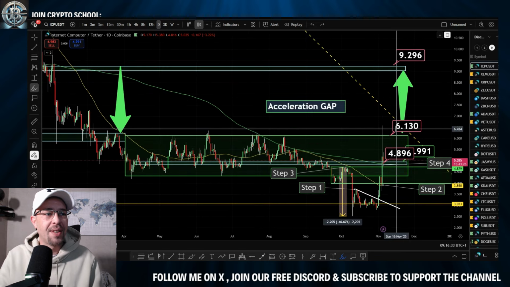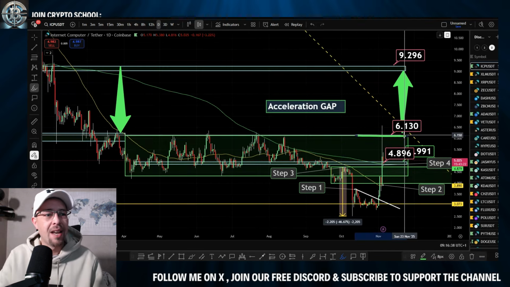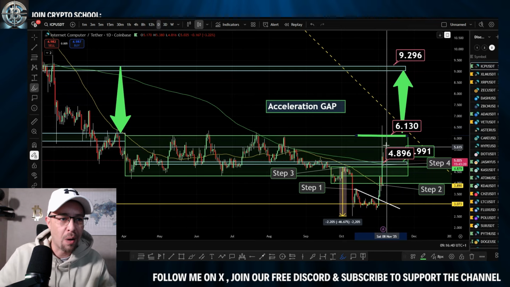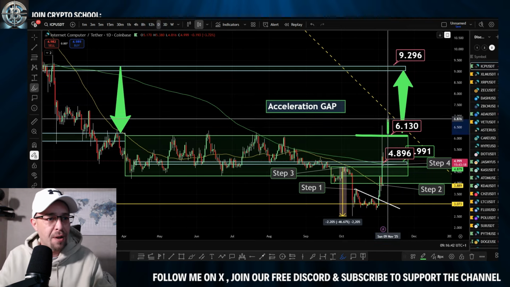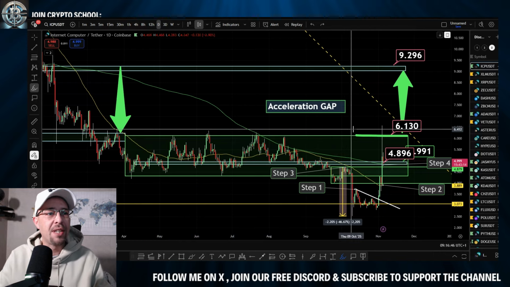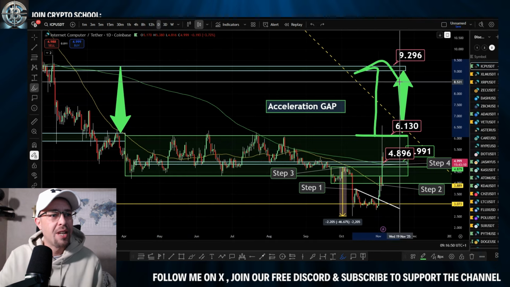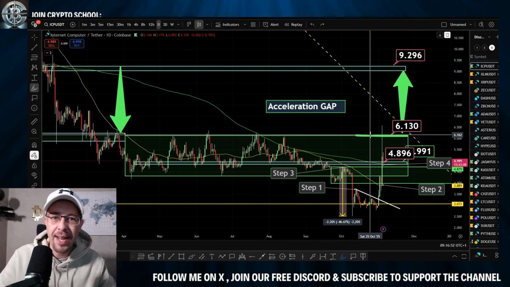And that, my friends, is going to push us back into the acceleration gap. So you take back $6.13. Once you get a break, once you get a close above $6.13 for the first time in the whole of this range, that means you've got limited resistance all the way back up to $9.26. So you've got $9.26. Once you break $6.13, I'm expecting price to rush to there.